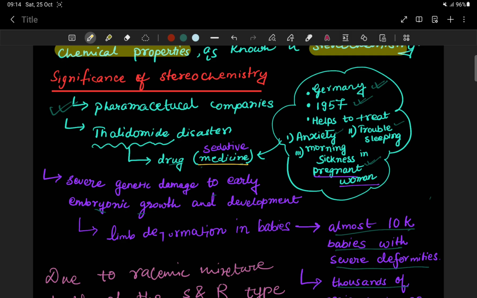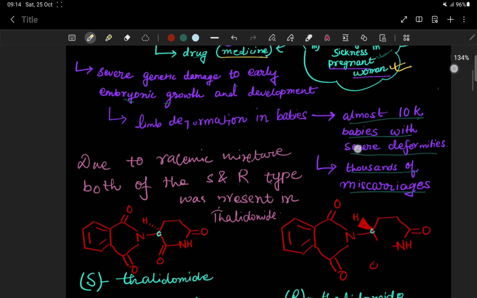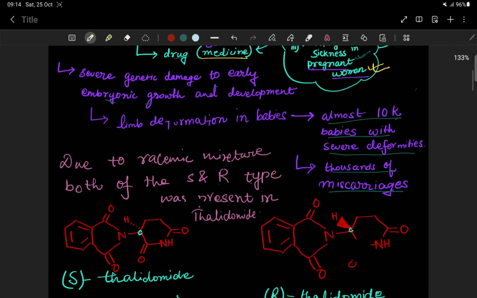But due to the use of thalidomide in pregnant women, we can see there are actually two types of thalidomide present. I will read it out for you. Severe genetic damage of early embryonic growth and development has occurred. Limb deformation has occurred, and many things. Almost 10,000 babies with severe deformities, and thousands of miscarriages, have happened. So why has this happened?